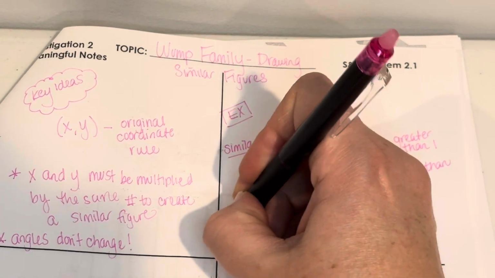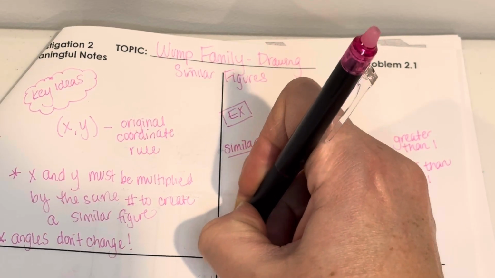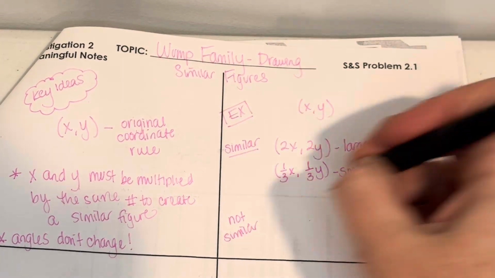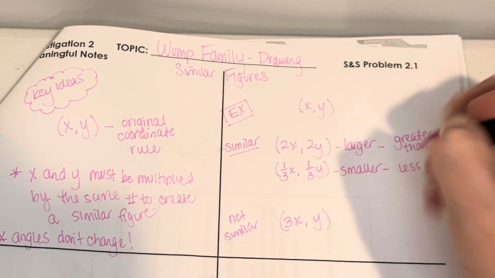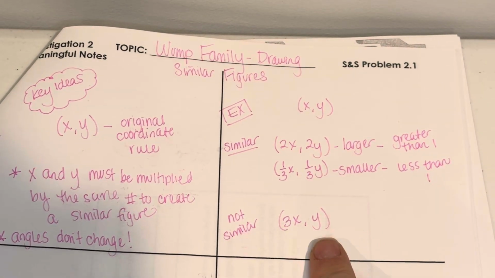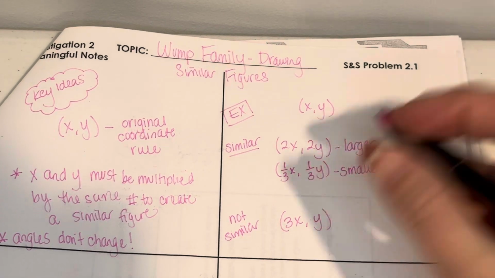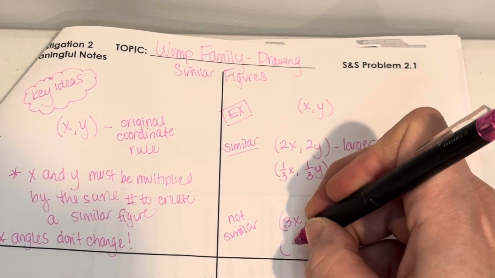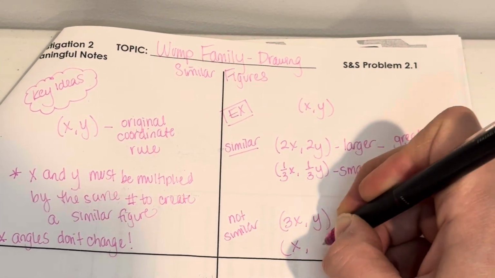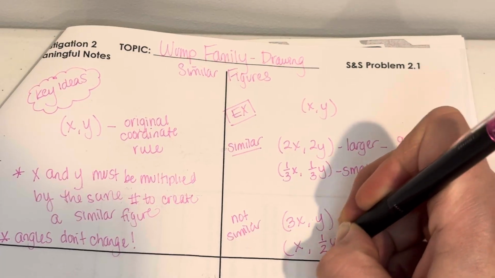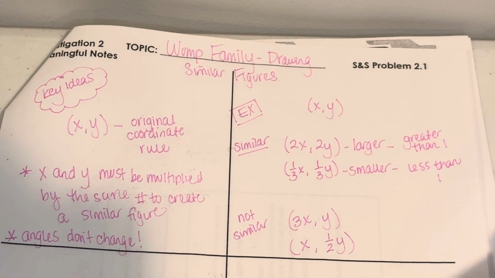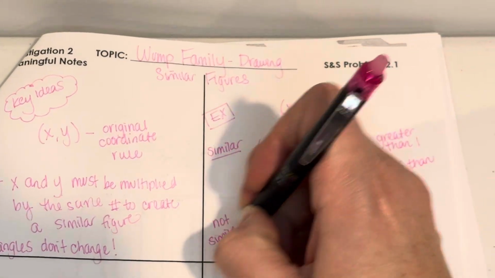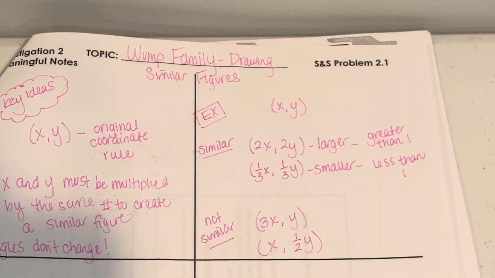Let's look at a scenario in which they are not similar. If you recall from the activity, if I did something to one coordinate, but I didn't apply it to the other coordinate, or if you kept X the same and you decided to do half of Y, this is going to distort that shape in some capacity and it's no longer going to be a similar figure.